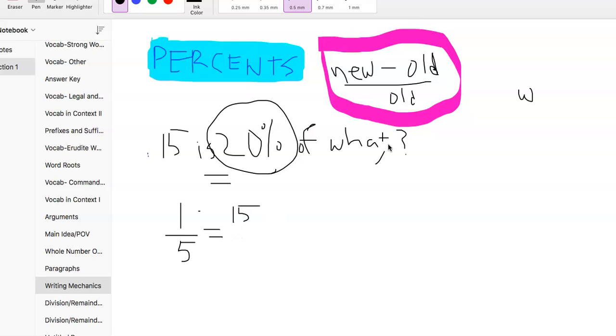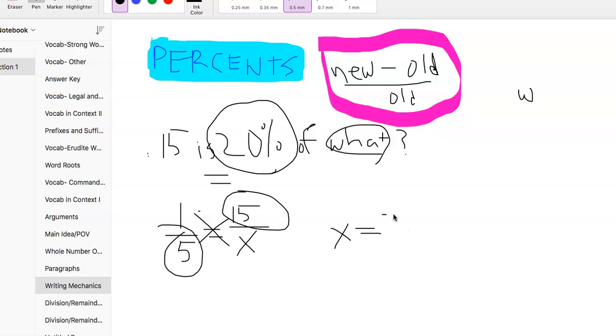Okay, and then it's going to be equals 15, and then some number. That "of some number," we don't know what we're asking for. X. Okay, and that's how we set this up. And then from here, you just have to cross multiply. So 1 times x is just x, or 1x. 15 times 5 is 75. Okay, and that's the answer.